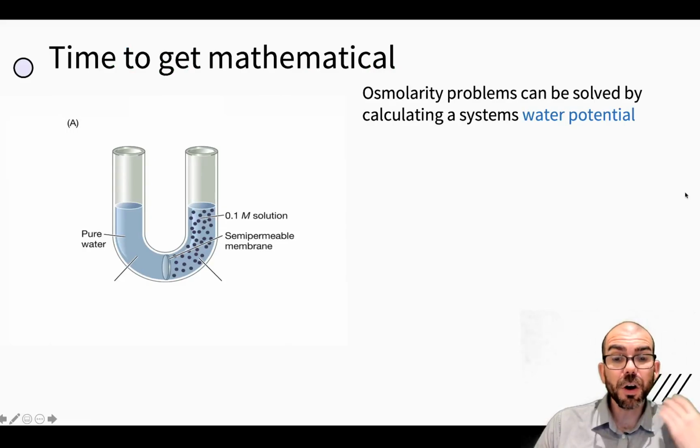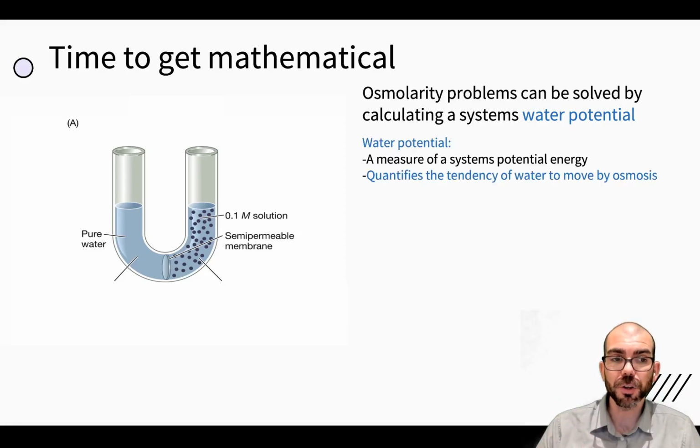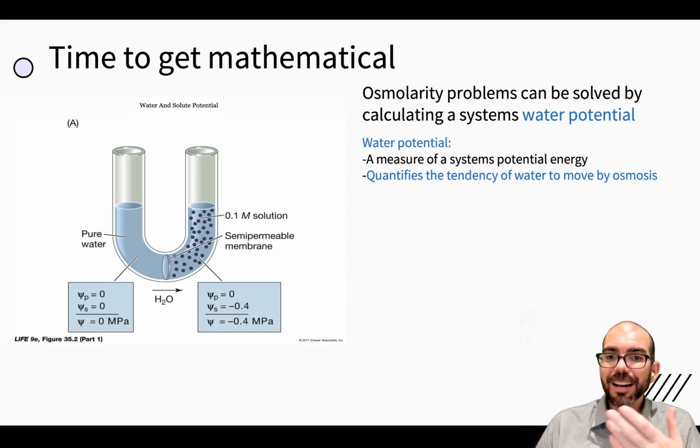Osmolarity problems can be solved as we did before by assessing the concentrations outside and inside the cell, but we can get more specific by measuring a system's water potential. The water potential is a measure of a system's potential energy, meaning we're quantifying the tendency of water to move. We're able to use math to determine how osmosis will occur. Here's an example of how we can do that.